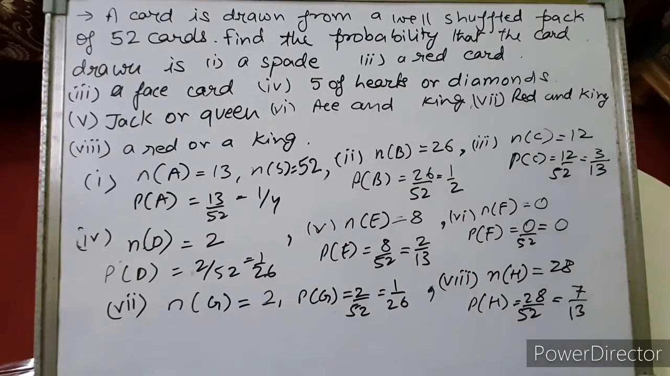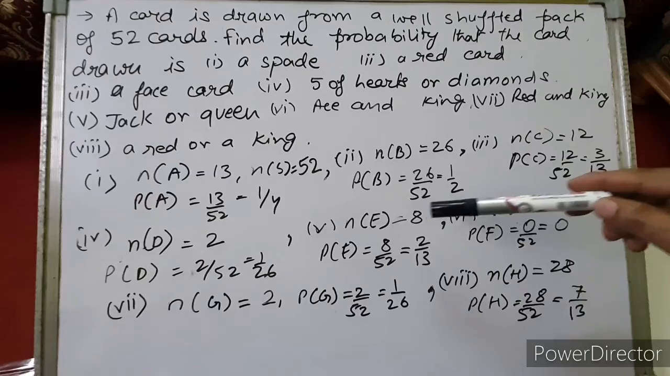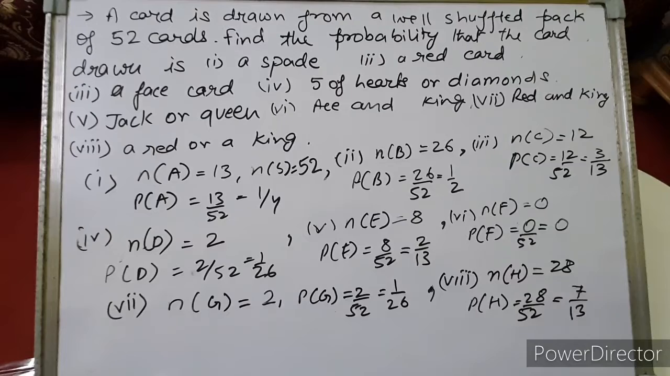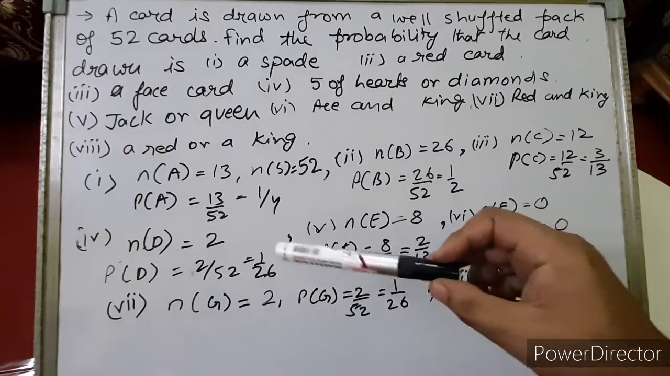Let's see another sum, red card. Now children, how many red cards are there? 13 hearts, 13 diamonds, total red cards 26. Total number of cards 52. Probability of happening of B is 26 upon 52. That will be 1 by 2. Understood? Now let's see the third point, face card, which we have just studied. How many face cards are there? 12. Total number of cards is 52. Probability of getting event C will be 12 upon 52, which is 3 upon 13, dividing by 4.